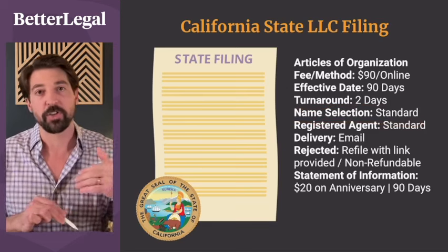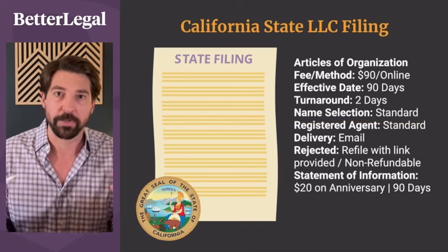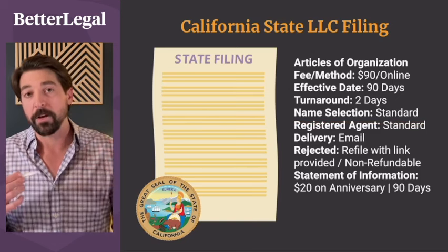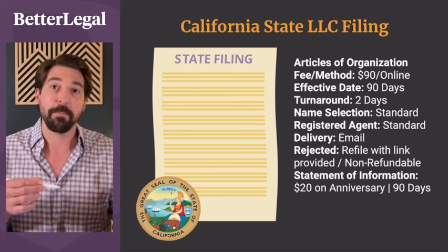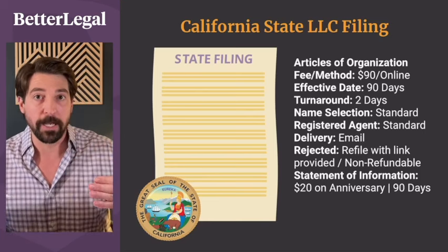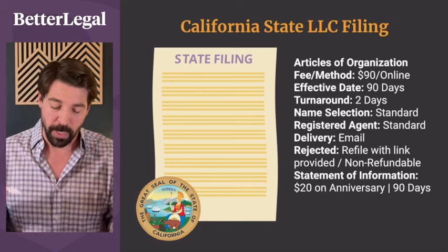Name selection is standard. You can't be Amazon LLC in California. If someone else has the business name, you can't have that business name. You can't call yourself ABC Tile Incorporated as an LLC. So it's just some common sense stuff.